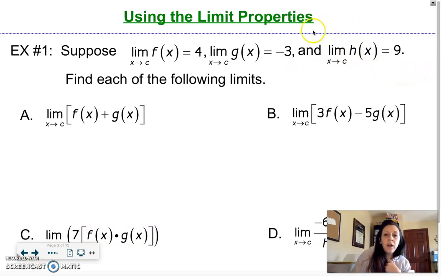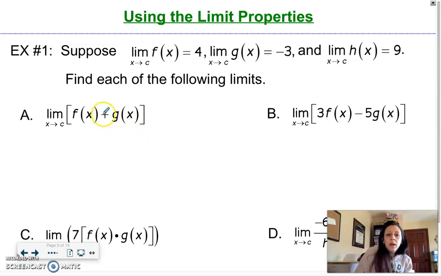So these first few questions are very, very abstract in nature, simply just to help you learn the application of these properties. So it says, suppose the limit as x approaches c of f of x is 4. The limit as x approaches c of g of x, which just would be another function, is negative 3. And the limit as x approaches c of h of x is equal to 9. Find each of the following limits. So you're going to see two of your functions combined together. So again, this is just going to be going back to previous slides, finding the appropriate property and using it.